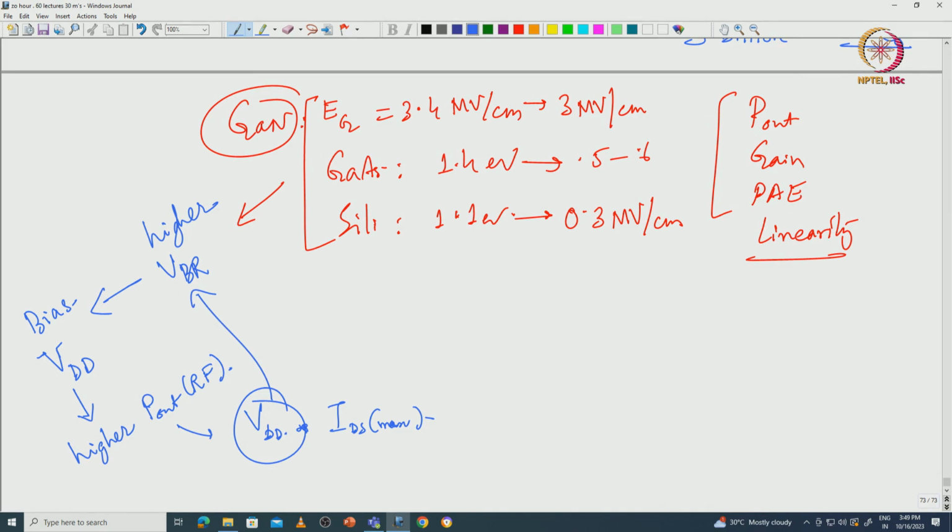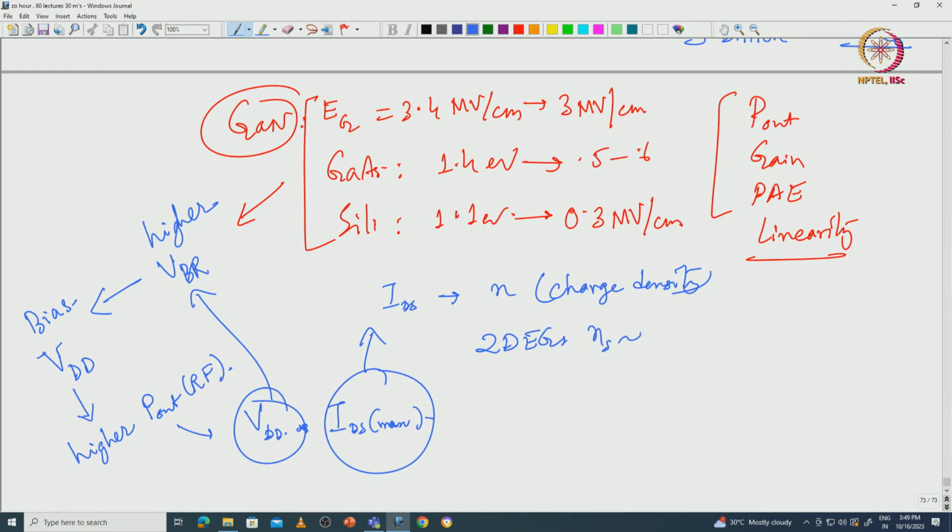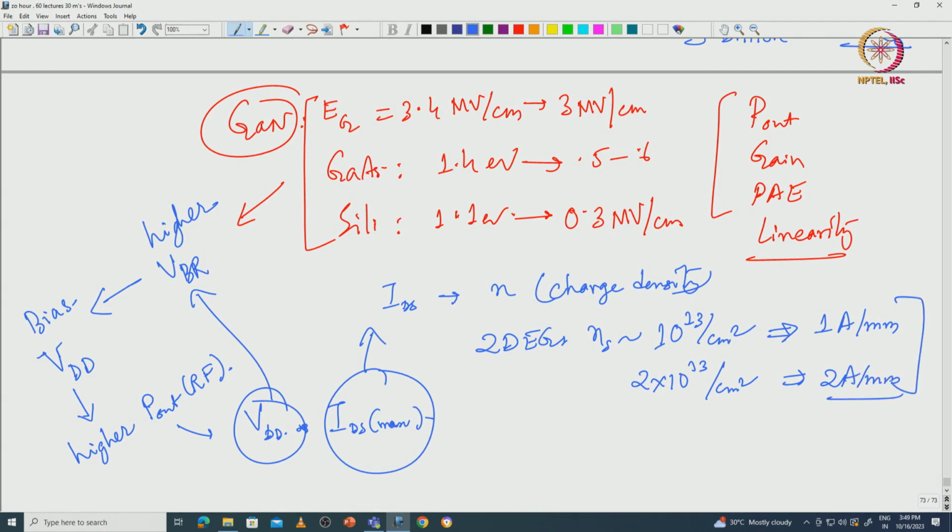The second part of the story is that the current density also seems to be higher, because the current density depends on N, the charge carrier density. If you recall, the 2DEG density NS of a gallium nitride HEMT is in the range of 10 to the power 13 per centimeter square. You can even get 2 into 10 to the power 13 per centimeter square, depending on the design of AlGaN GaN. This will probably give you close to 1 amp per millimeter, or even 2 amp per millimeter. These are much higher currents than you can get in other technology.